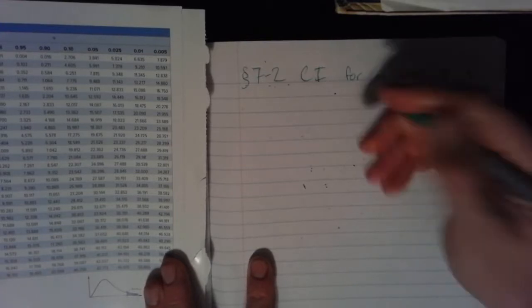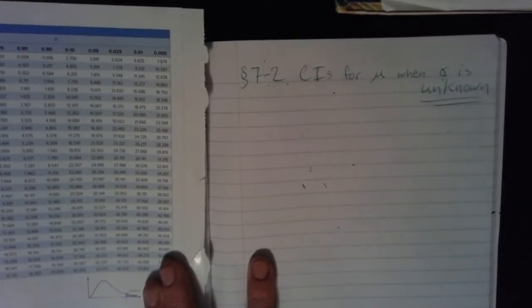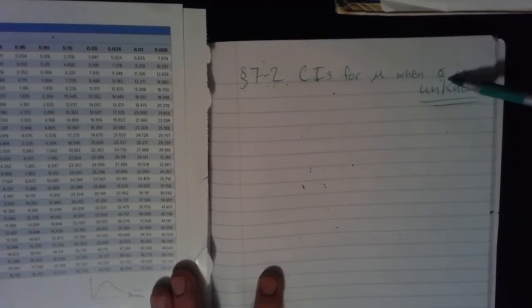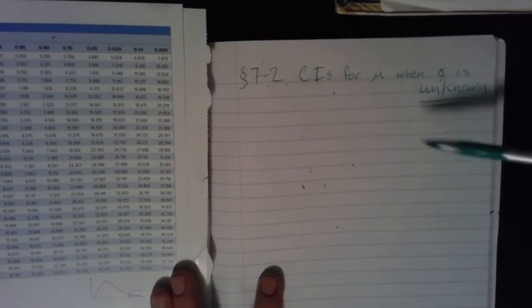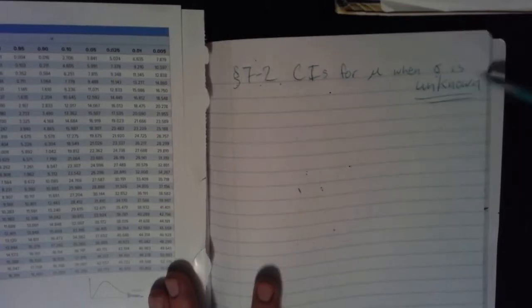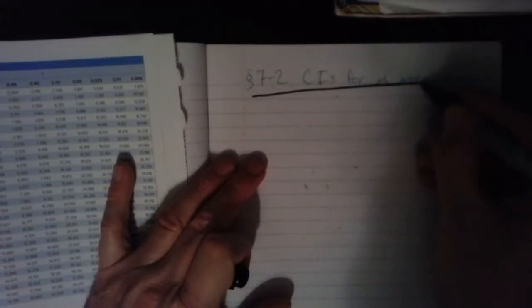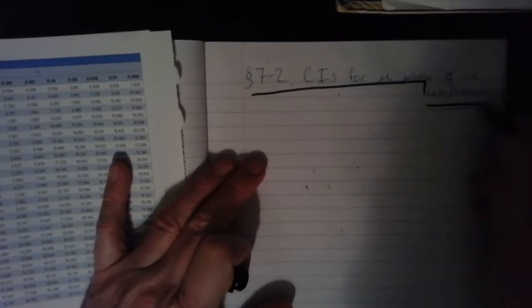CIs for the mean, for the population mean, when the population standard deviation is unknown. So, CIs for mu when sigma is unknown. All right, so here, the important formula that we're going to be using, well, let's see, just to cross out everything there.